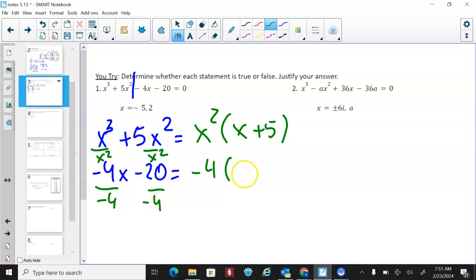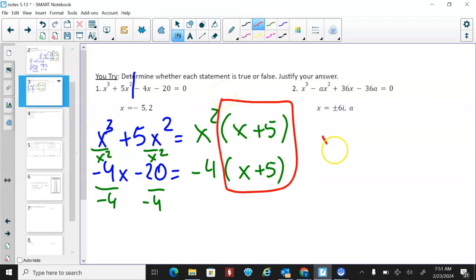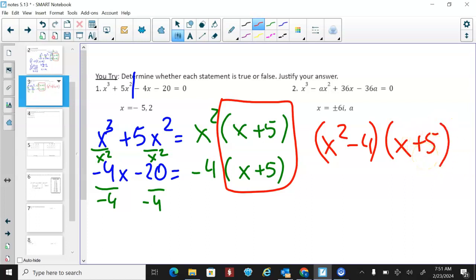What do I have left? I got x left and then plus 5. So again, these two are the same. So we must have done it correctly. Now I'm going to put it together. The 2 greatest common factors on the outside together into one factor, and then x plus 5 as another factor. Okay, I'm going to set them equal to 0.